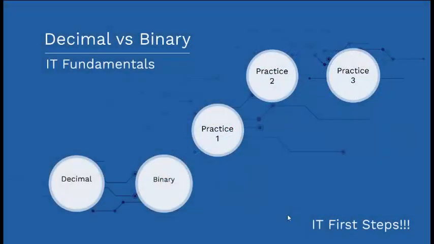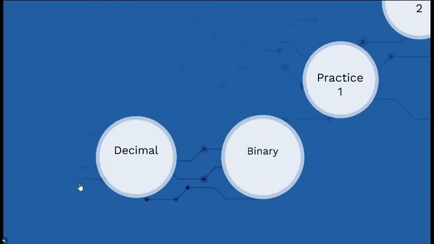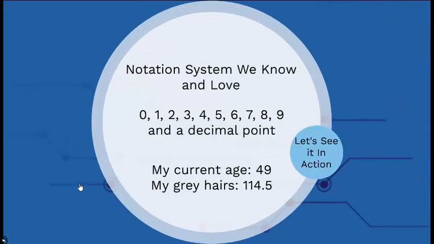Decimal notation makes so much sense to us, I suppose, because we have 10 fingers, if you include the thumbs, and that's how decimal works. Remember, decimal is 0 through 9, and we also have a decimal point in the notation system. So examples, well, my current age, 49.